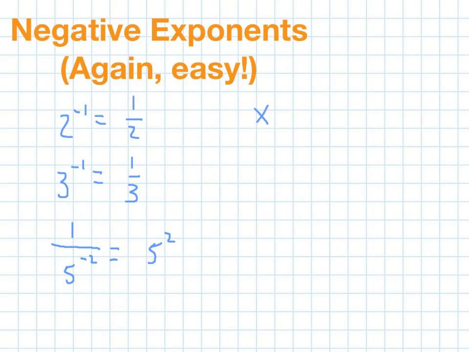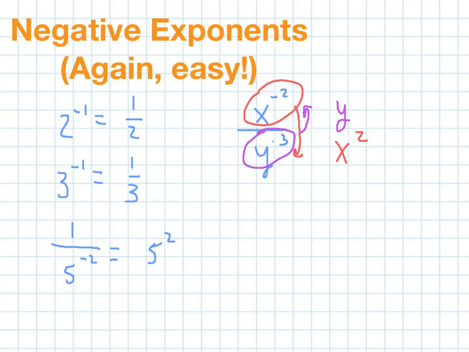So if I do x to the negative 2 divided by y to the negative 3, the x to the negative 2 would move down so that the 2 could become positive, and the y to the negative 3 would move up so it could become y to the positive 3. And that's how the negative exponents rule works. So I'm going to let you practice this just a little bit.